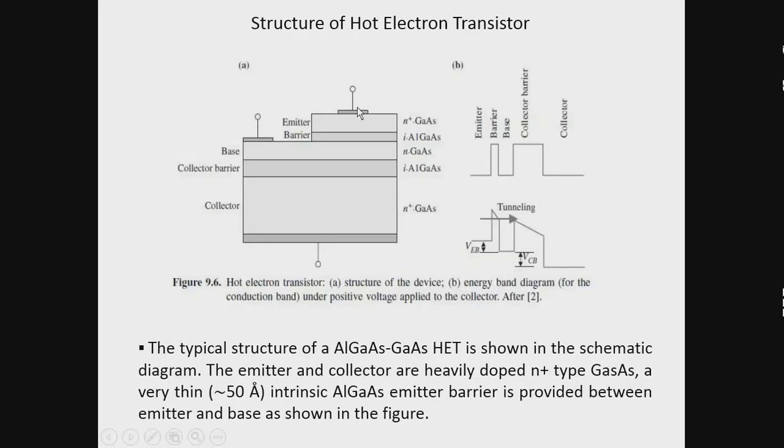See, when the emitter emits the electron, it crosses this emitter barrier and reaches the collector. So the emitter is injecting the electron from the emitter to the base.